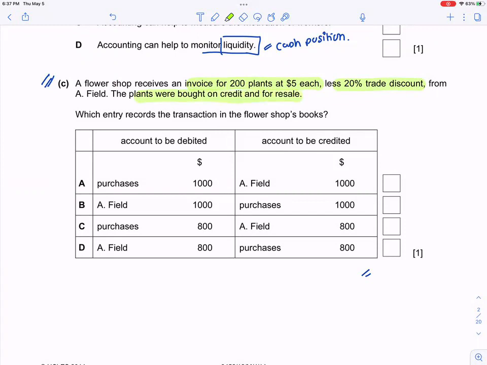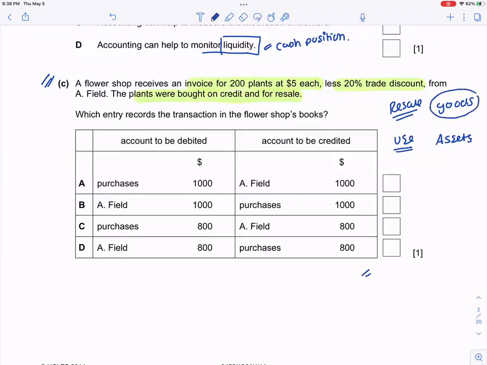Okay. So the very first thing that I would analyze over here is this. Can you analyze and tell me what does this mean? It's that a flower shop is getting an order from the field where they want 200 plants of five dollars each. Plants were bought on credit. That means you have credit for purchased goods for resale. Anything that you purchase for resale is called goods.